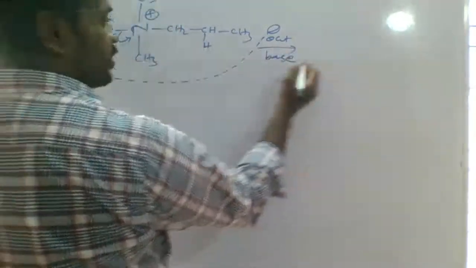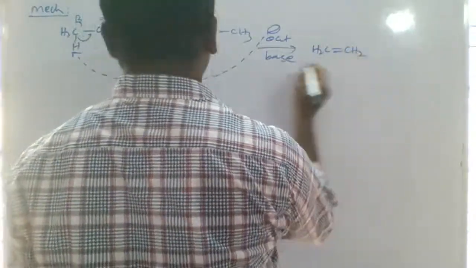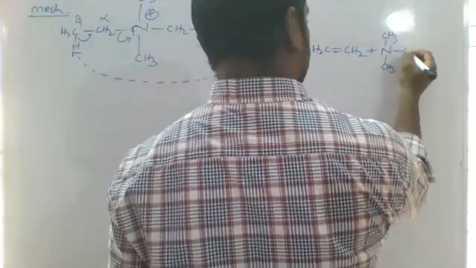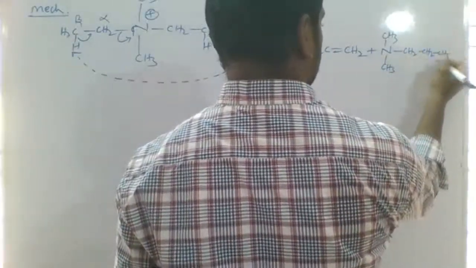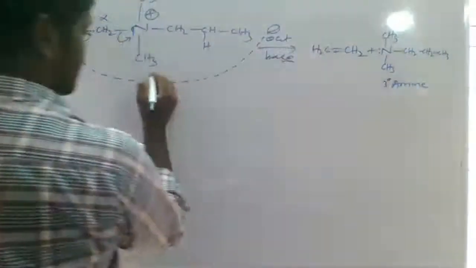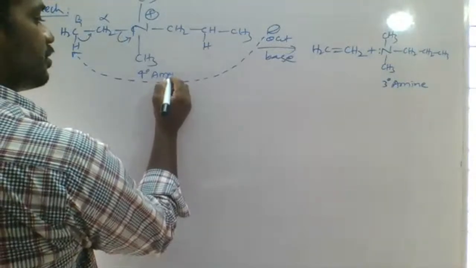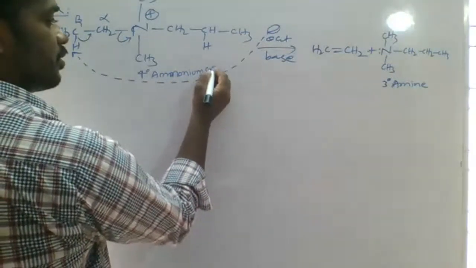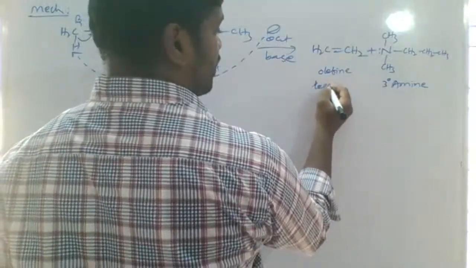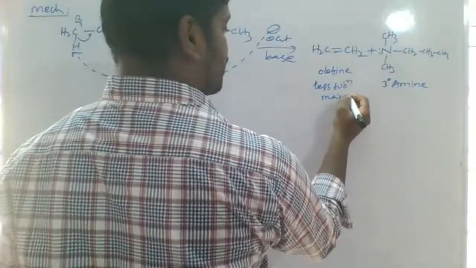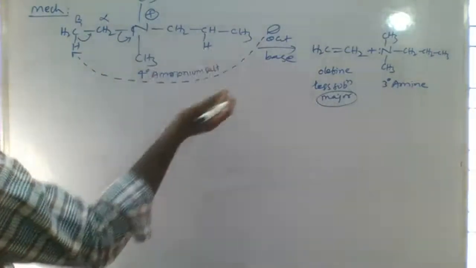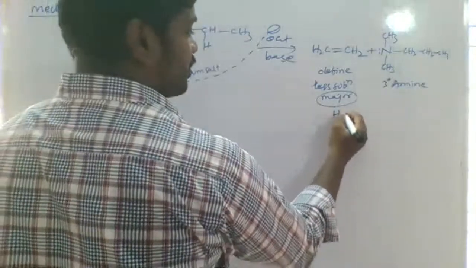So a double bond is formed, giving H2C double bond CH2, and the remaining part is CH3, CH3, CH2, CH2, CH3, where the lone pair of electrons is retained, a tertiary amine, from the quaternary ammonium salt. This olefin is the less substituted olefin and is the major product, because its hydrogen is preferentially abstracted by the base. Otherwise, the other is the minor product. This is the Hoffman product, HP product.